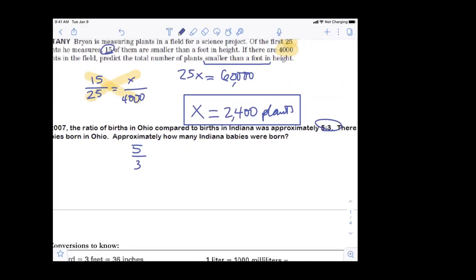We have to read the sentence carefully. So it said births in Ohio compared to the births in Indiana. The number that goes first goes with the first state. So 5 births in Ohio, there were 3 births in Indiana. So we've got the Ohio on top and the Indiana on the bottom.